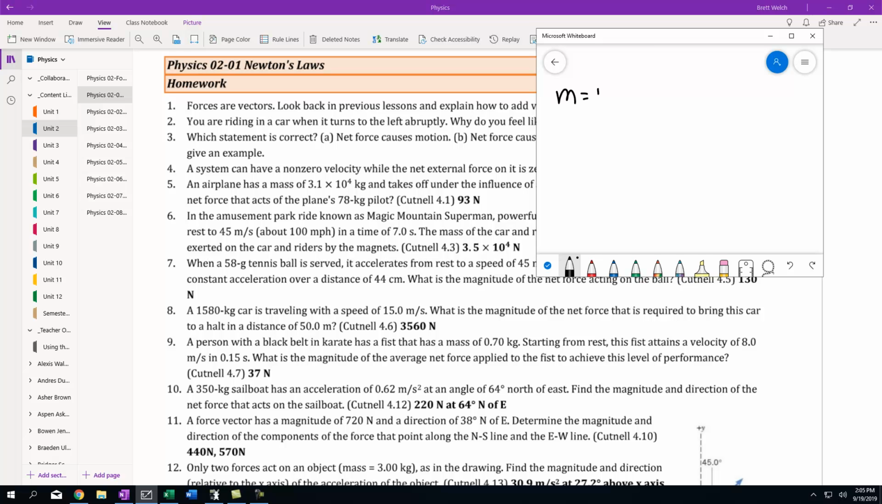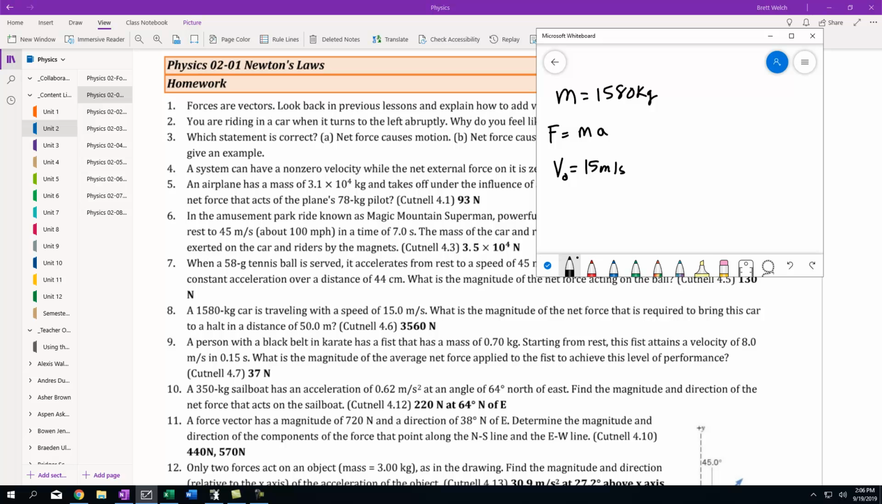We know that mass is 1580 kilograms, and we know that force, which is what we're looking for, is how much force, is equal to mass times acceleration. Well, since we have the mass, we just need the acceleration. Well, the acceleration can either be given to us, or we can be given information that will help us understand it.